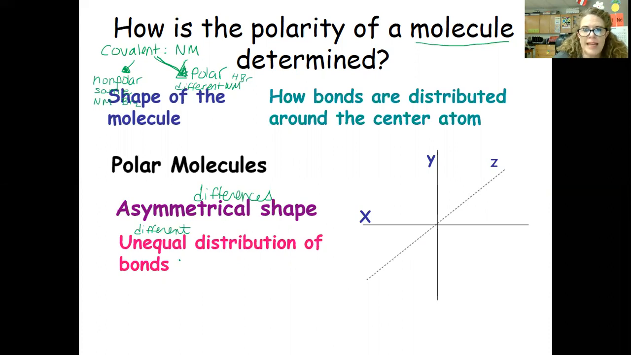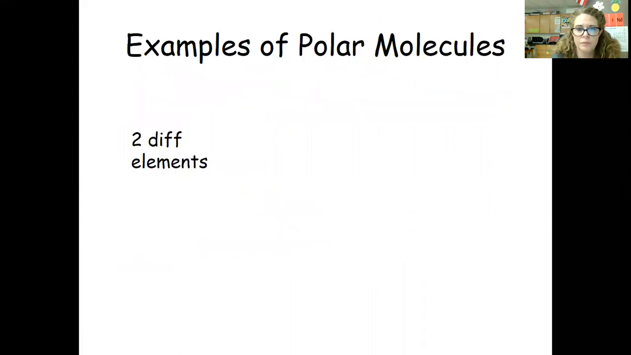So polar is asymmetrical, a different, asymmetrical distribution of charge around a central atom. Here would be my central atom, for example, and then the charge distribution is going to be pulled along your different axes. Charge is being pulled because of electronegativity differences between atoms. In which part of the molecule are the electrons going to be closer? That's where our distribution of charge comes from.